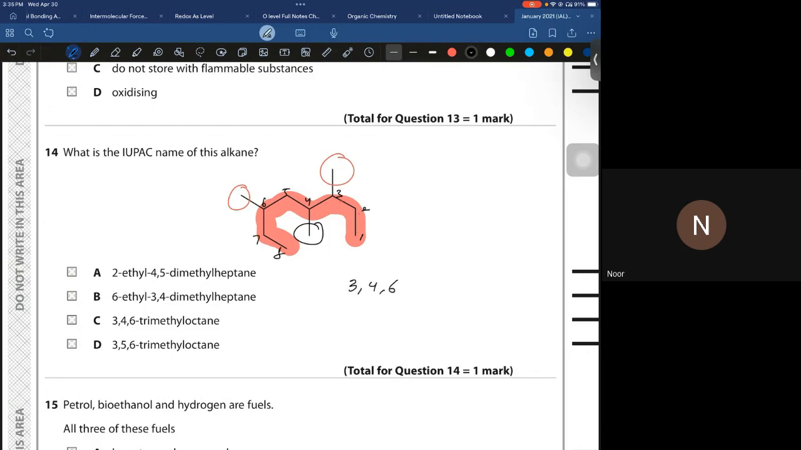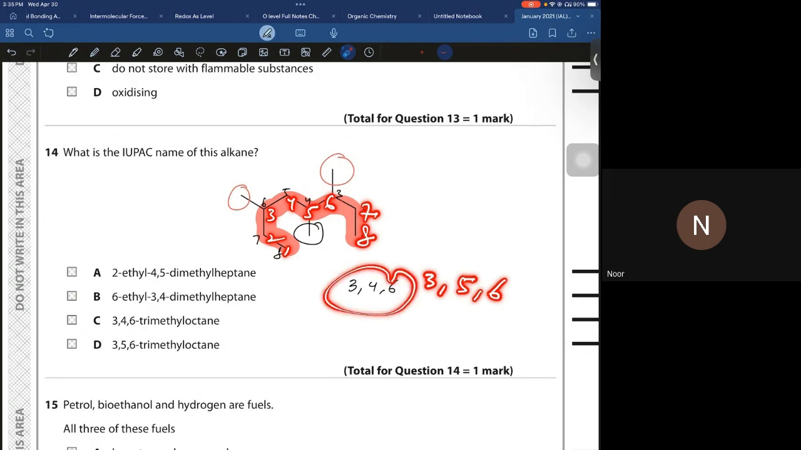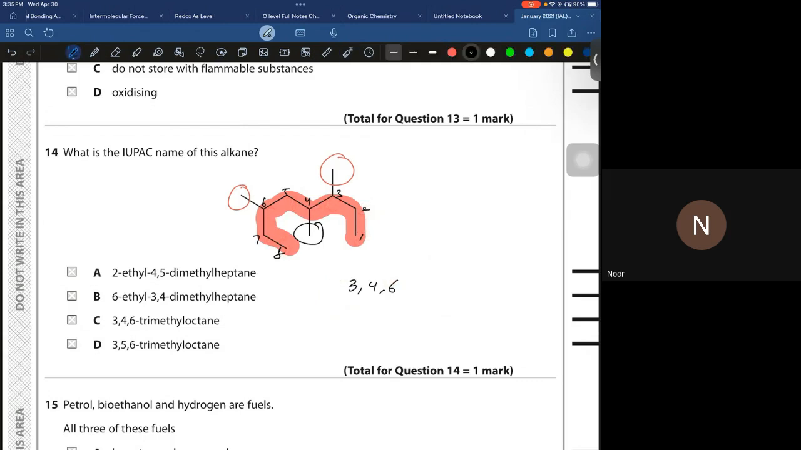If you're going to count from left hand side, it would be one, two, three, four, five, six, seven, eight. So the numbers of the branches would be 3, comma 5, comma 6. So this is the least number, 3 and 4. As compared to 3 and 5, 3 and 4 is the good one. So 3, comma 4, comma 6. Trimethyl octane. That's why option D for doctor is correct.